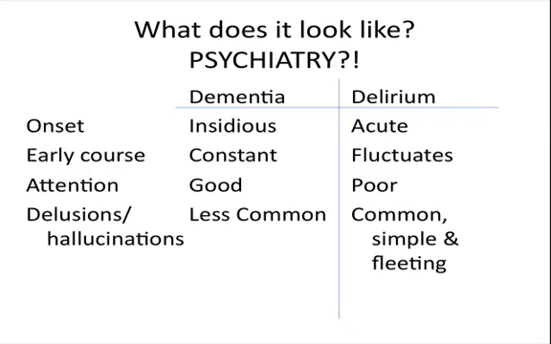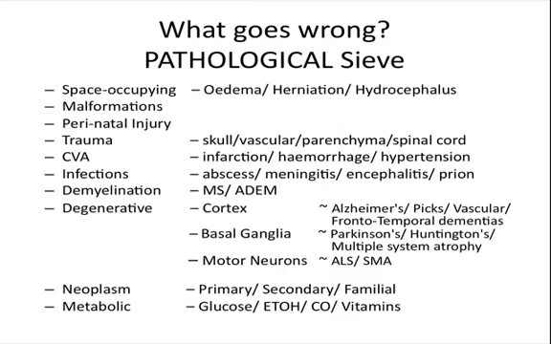And then we come to the delusions and hallucinations. So these are less common in dementia, but it's something that will really help you pick out someone who's delirious. Someone seeing things in the dark. They'll be simple and fleeting, but they are quite common, these sort of delusions or hallucinations in delirium.